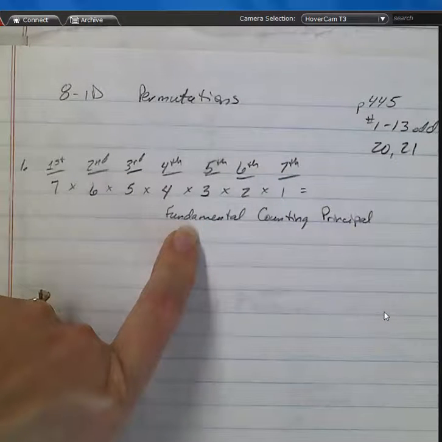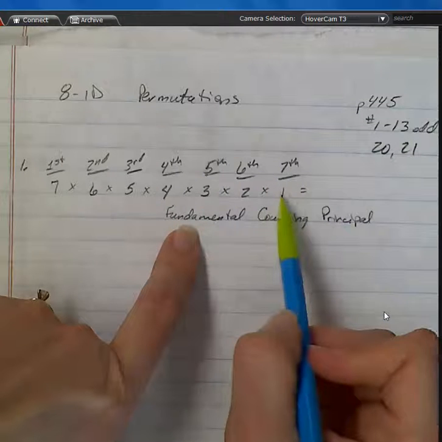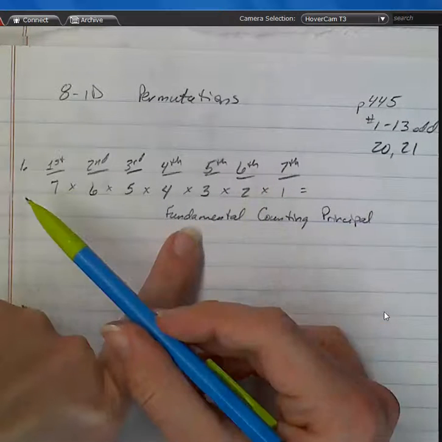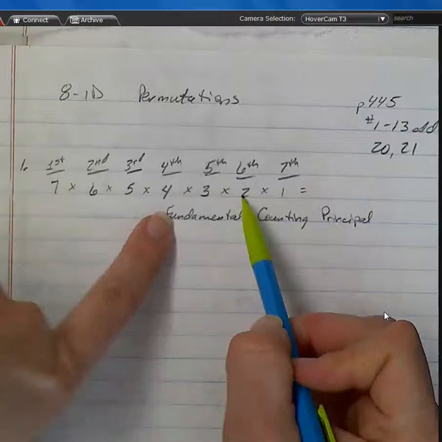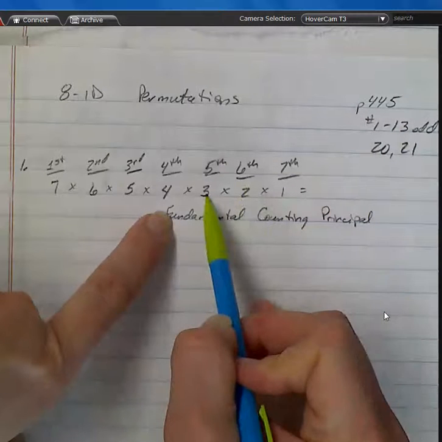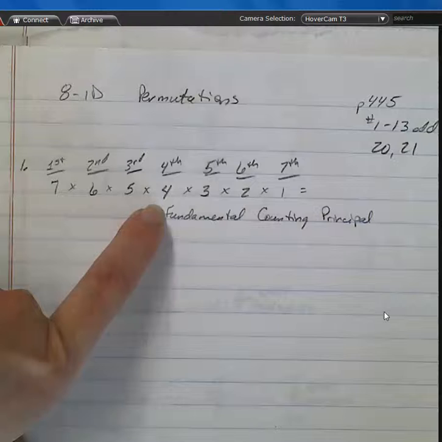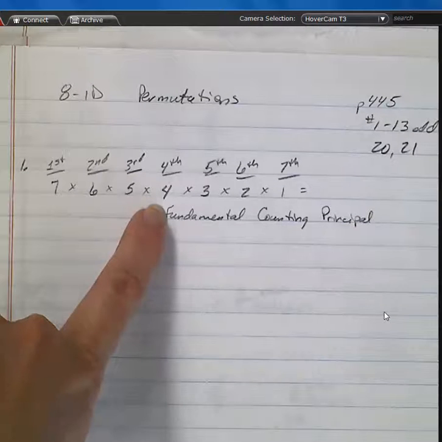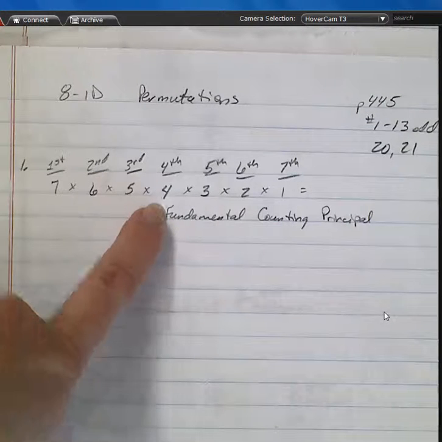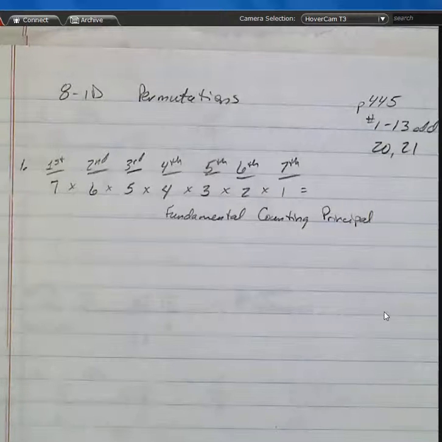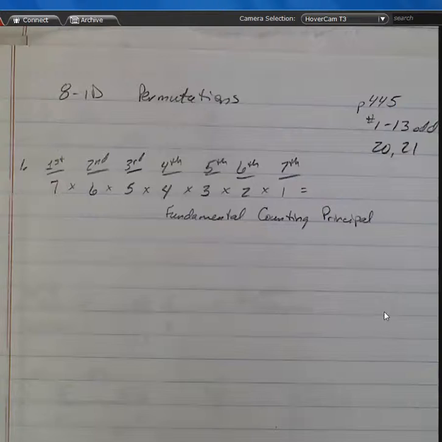Okay. How am I going to do this? Emma? You're going to multiply them all. I like to start this way and go backwards, because 1 times 2 is 2, 2 times 3 is 6, 6 times 4 is 24, right? 24 times 5. How would I find out? Use a calculator.